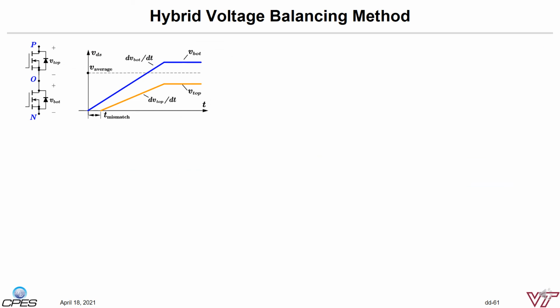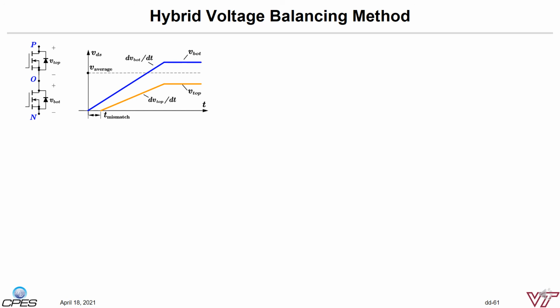So here we propose a hybrid voltage balancing approach. Let's go back and look at the voltage sharing result during the turn-off again. We learned that the parasitic capacitor difference will make two devices have different dv/dt during the turn-off process, and that will cause the voltage difference.